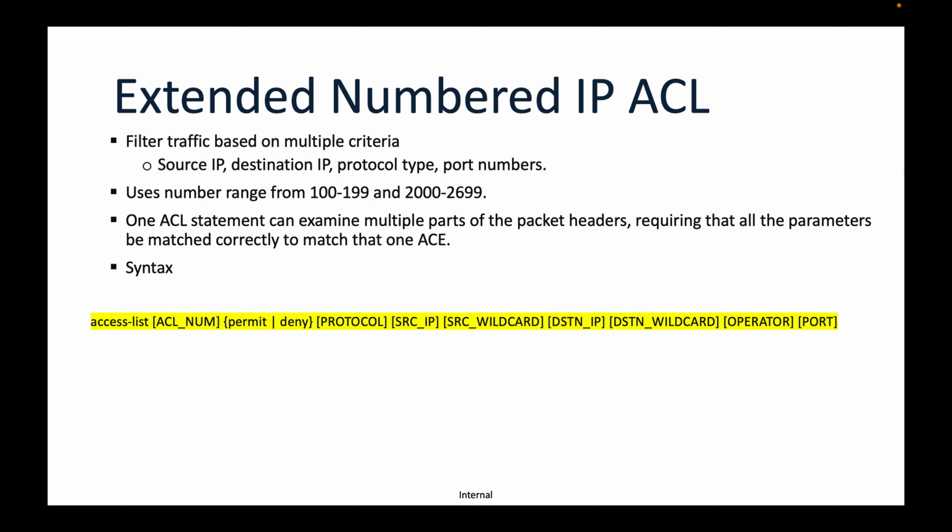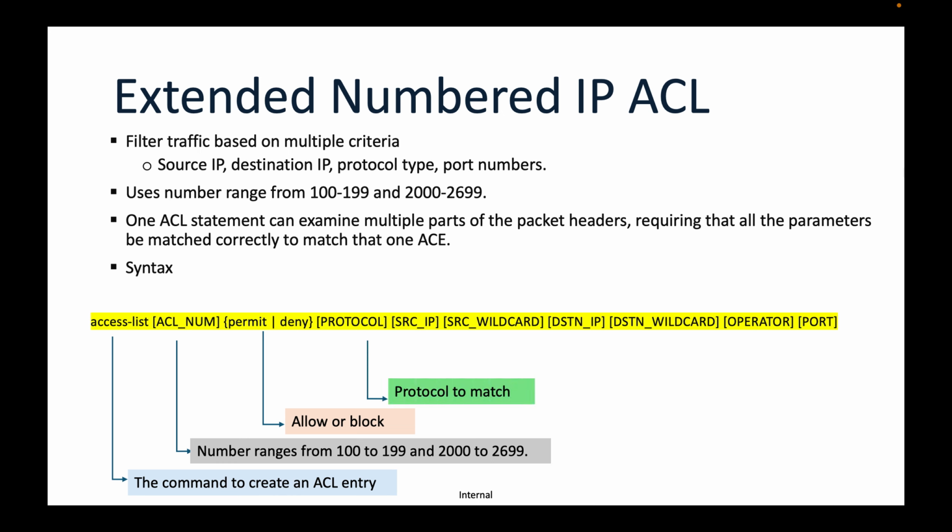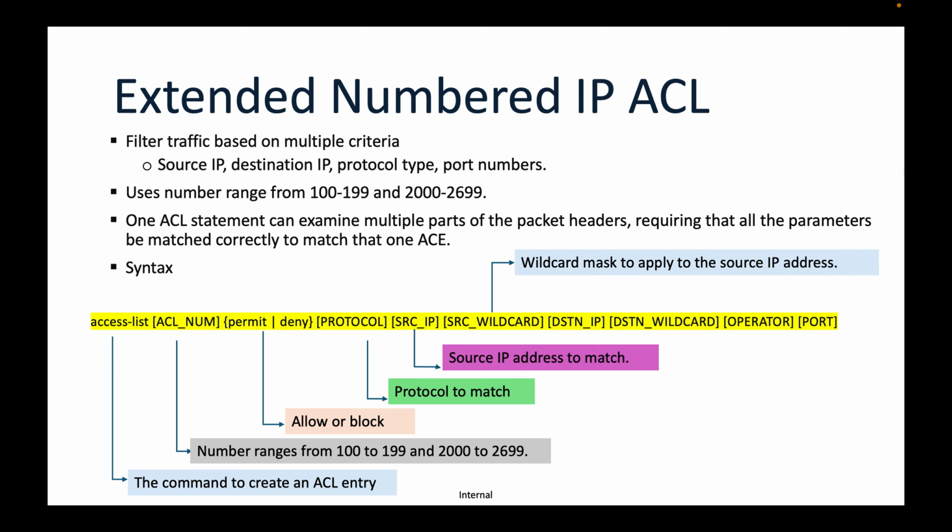And the basic syntax for configuring extended ACL is, first you start with the command to create an ACL entry, then the number, then permit or deny, the action to be taken to allow or block the traffic. Then you have the protocol to match. This is the important part. Here you can match protocols such as IP, TCP, UDP, ICMP, etc. Then you have the source IP address to match, and then the wildcard mask of the source. Similarly for destination. Here another important thing is that, unlike standard access lists, you can match the destination IP address as well.